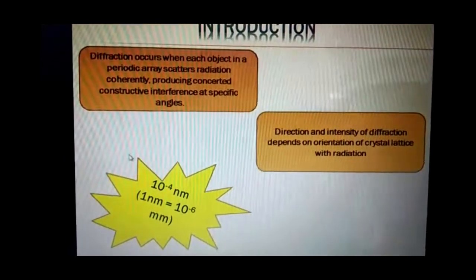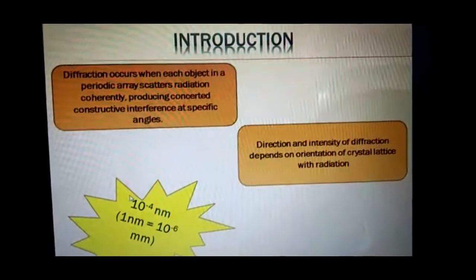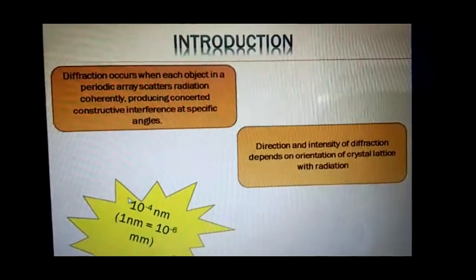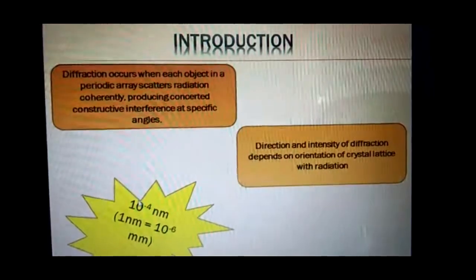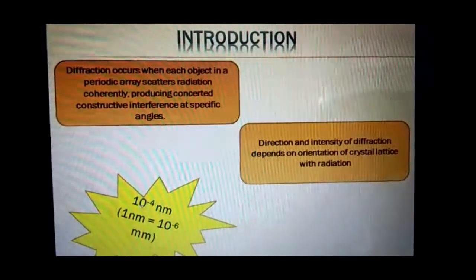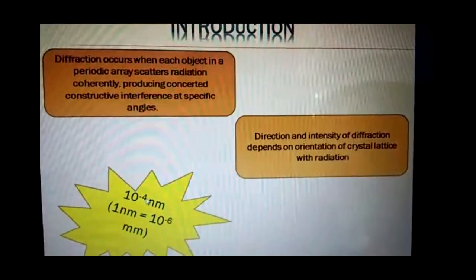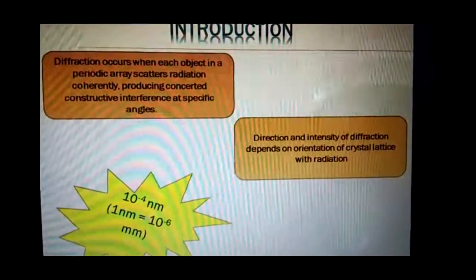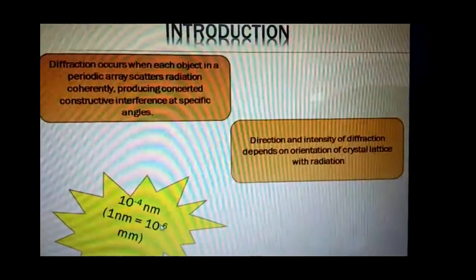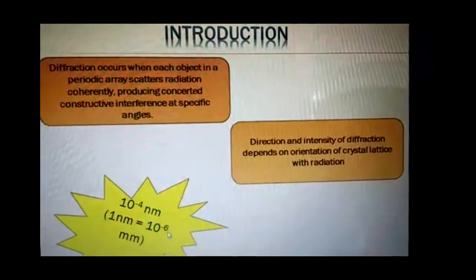This is the X-ray diffraction technique used to determine the position of atoms in a crystal with an accuracy in the order of 10 to the power of negative 4 nm, the same as 1 nm equal to 10 to the power of negative 6 mm.